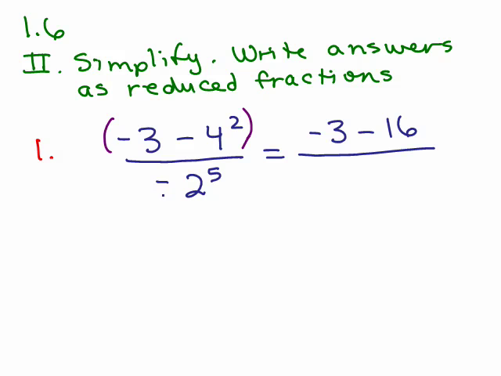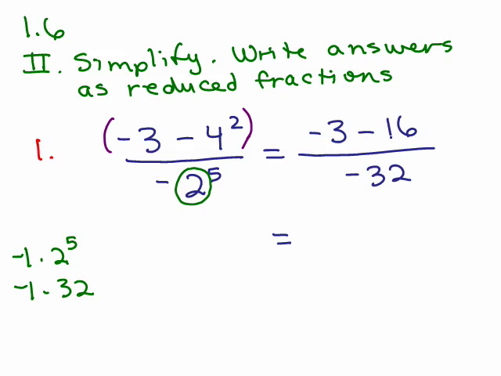In the denominator, we have minus 2 to the 5th. Remember that the base is 2, so I have to do 2 to the 5th power times the negative 1. Remember that means negative 1 times 2 to the 5th. And 2 to the 5th is 32. So the denominator will be negative 32. Now, don't try to cancel the 16 and the 32. You still have to simplify the numerator.